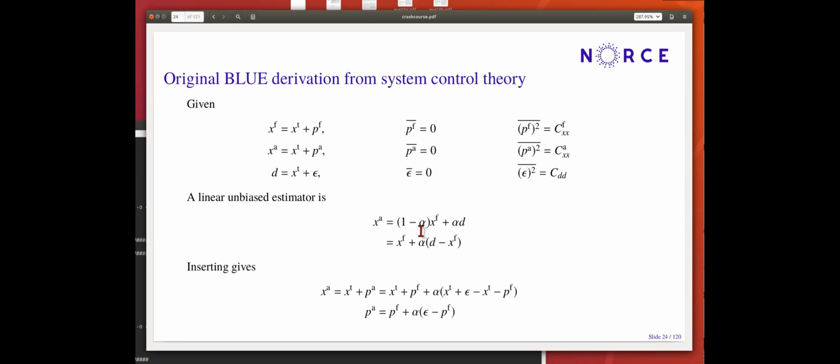And we want to determine alpha so that we minimize the errors. So by best, we mean minimizing the posterior error variance. So this one, the CA here. So if I start from XA, which is X true plus an error, and then I insert this equation here, I get an expression for the errors. So the analyzed error, or the updated error, is the error in the first guess plus alpha times the measurement errors minus the first guess errors. And this equation I can square and take the expectation to get an expression for CA, okay?